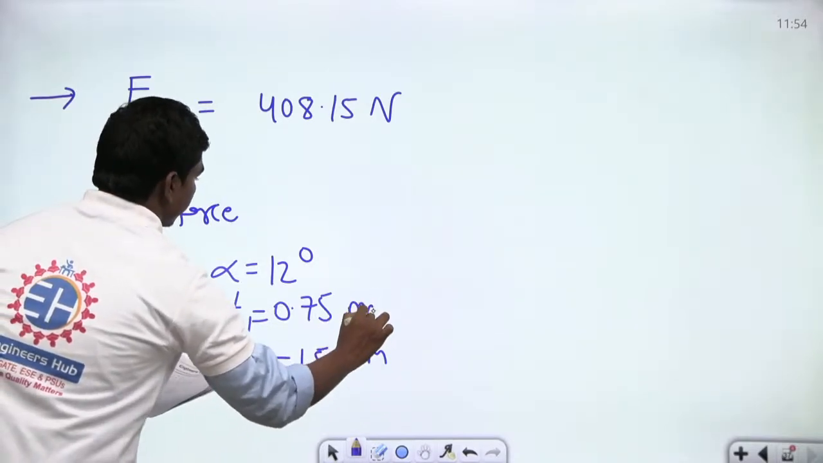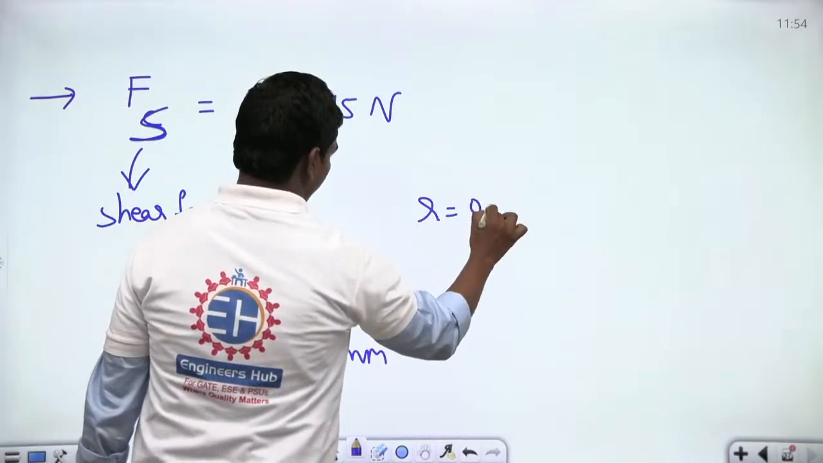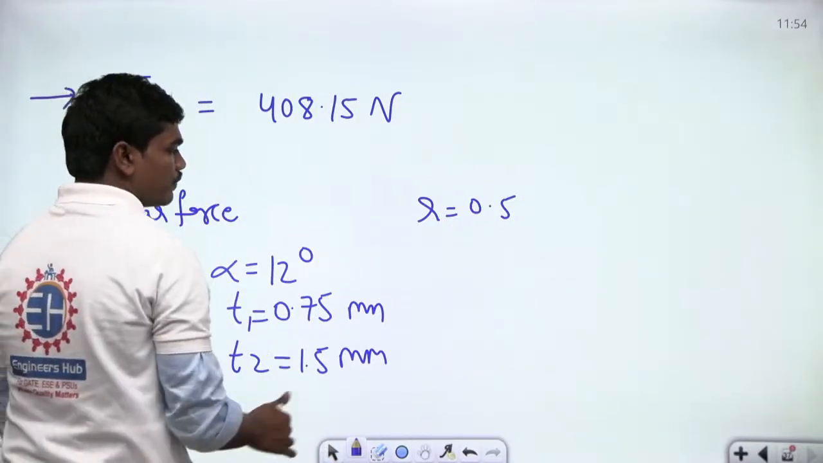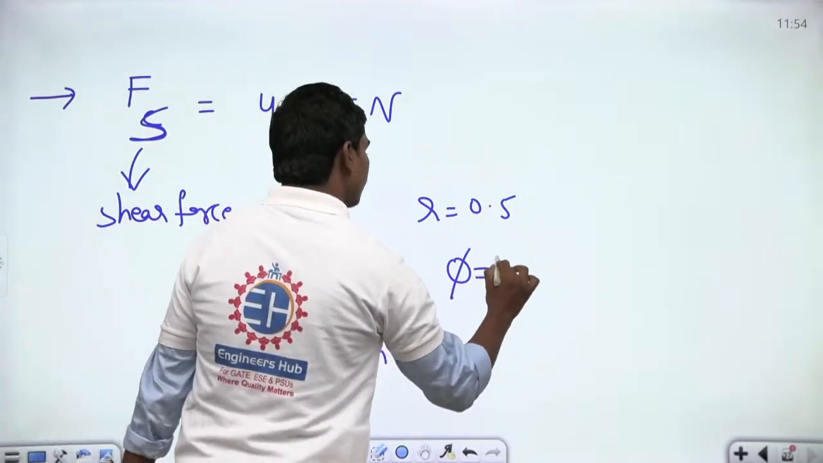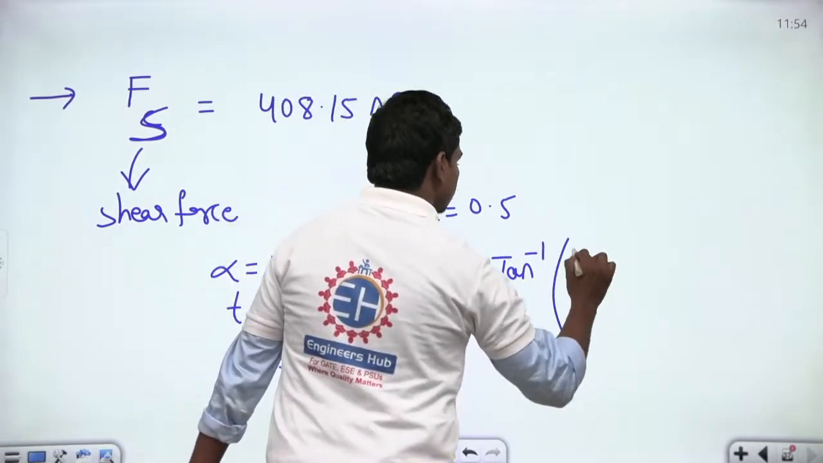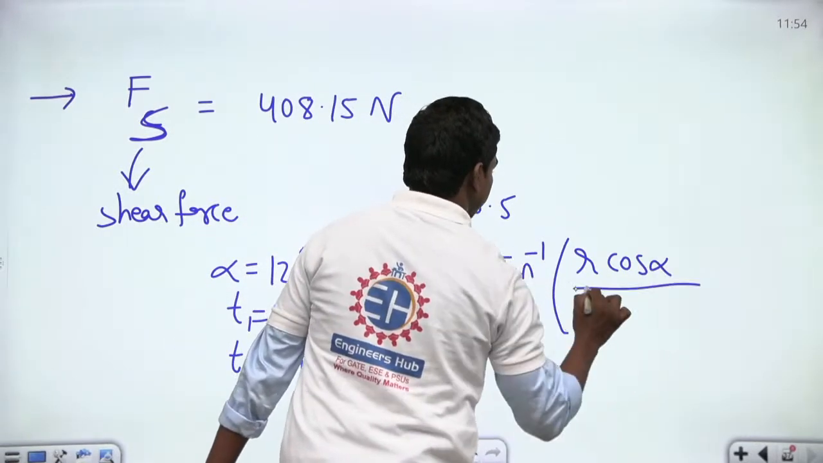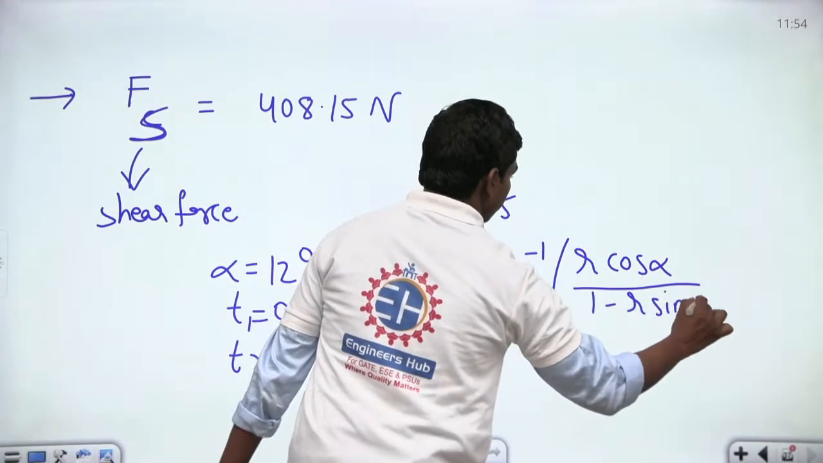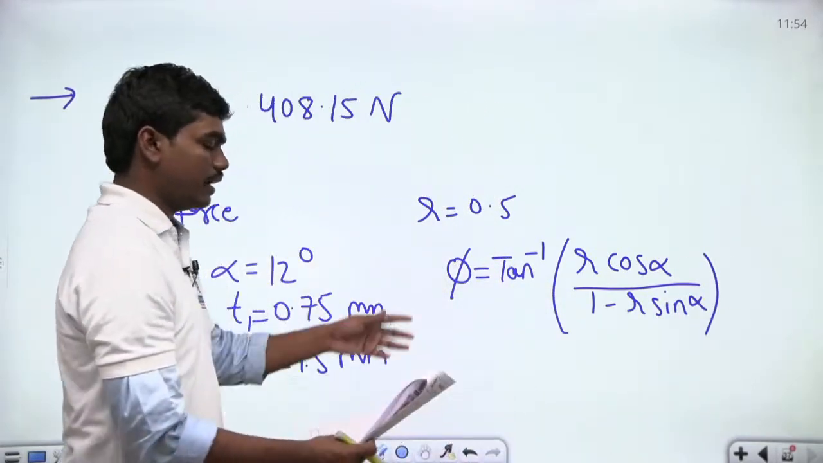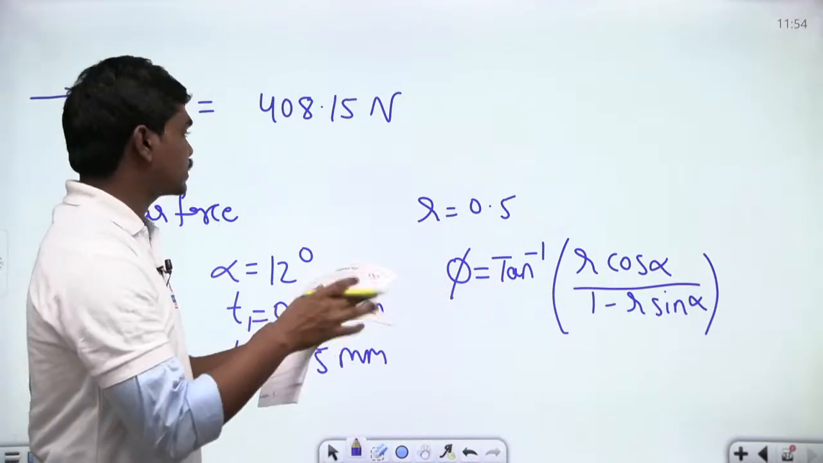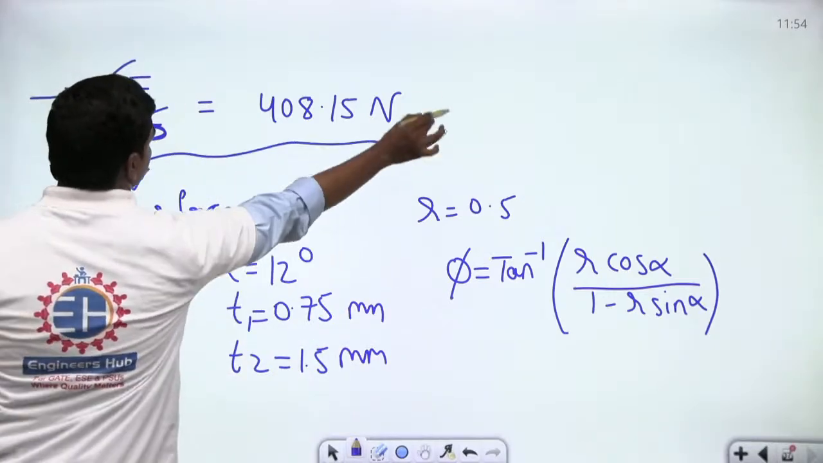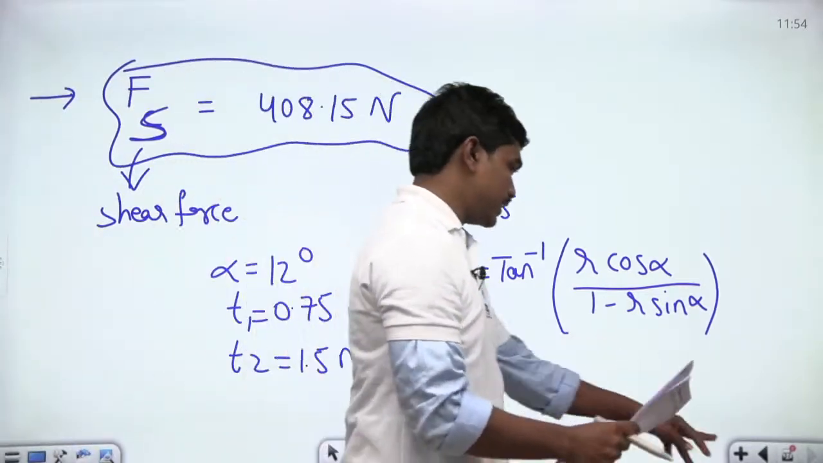So we can find the chip thickness ratio, which is 0.5, because 0.75 divided by 1.5, and of course for the shear angle we have tan inverse of r cos alpha divided by 1 minus r sin alpha. So we'll get the shear angle. Then if you apply a few other things like the relation between the forces, then we can finally get this shear force as 408.15 newtons. Next.